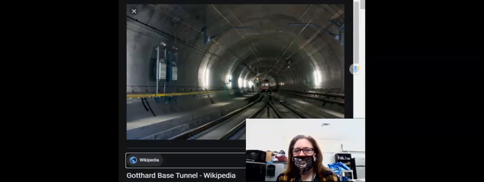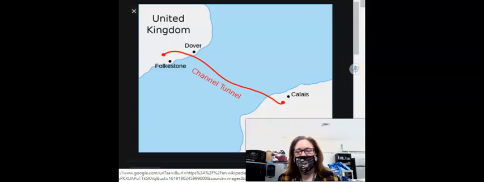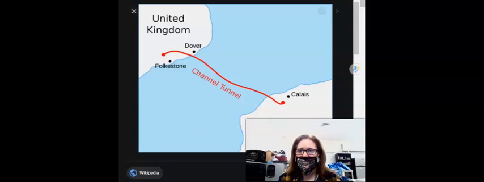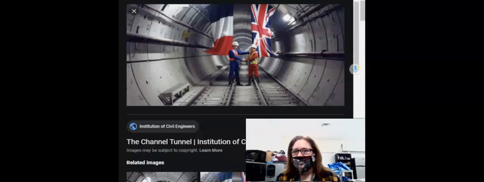Here is an image of the Gotthard Base Tunnel, and this is in Switzerland. It's pretty cool, huh? It's underground. So we're comparing that to the length of the Channel Tunnel between France and the UK, or England. And I just want to point out that this took a lot of math to be able to build this tunnel, didn't it? They have to know their angles, they have to know length, depth, all these things, they involve math.